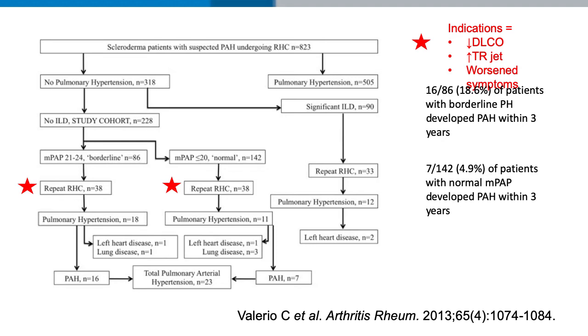And out of these patients, of the patients who initially had a pressure in the 20 to 24 range, approximately 20% of them developed a pulmonary artery pressure of greater than 25 within 3 years and progressed to the old definition of pulmonary hypertension. Only about 5% of those who had a pressure less than 20 progressed.